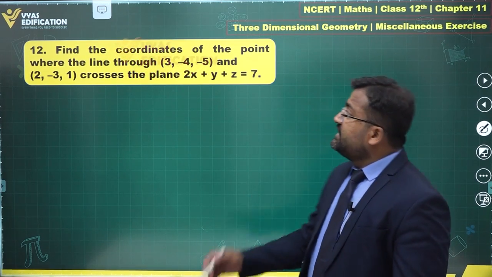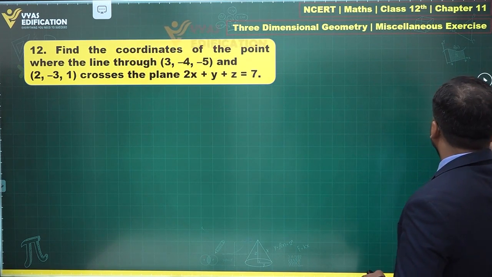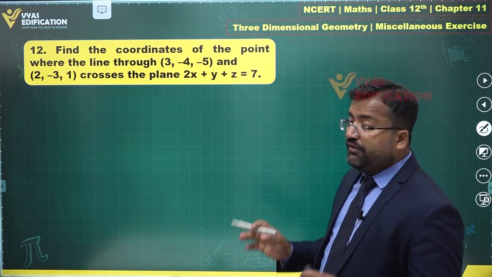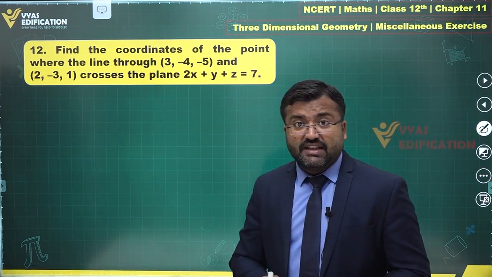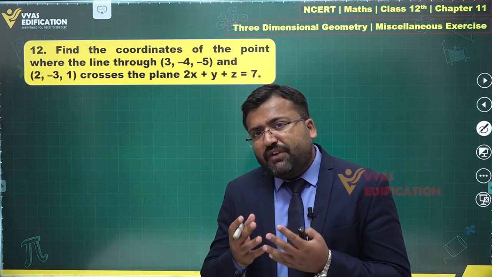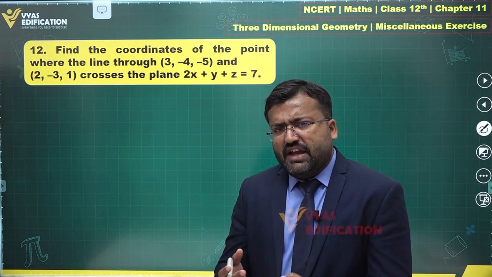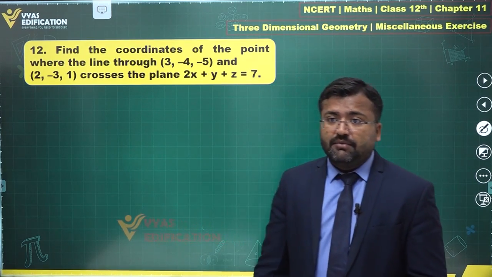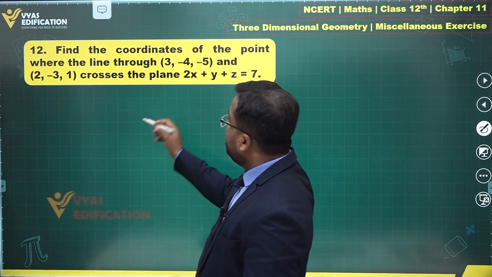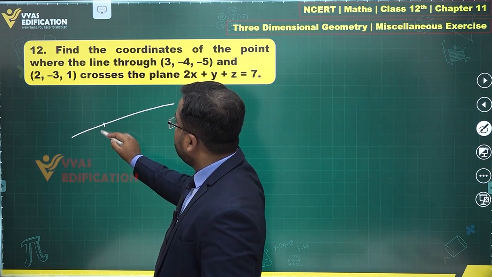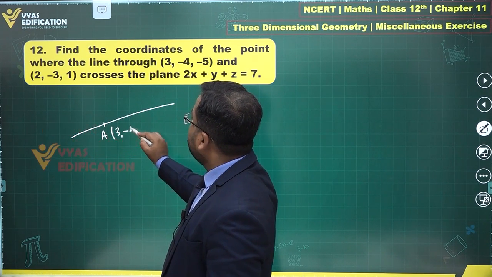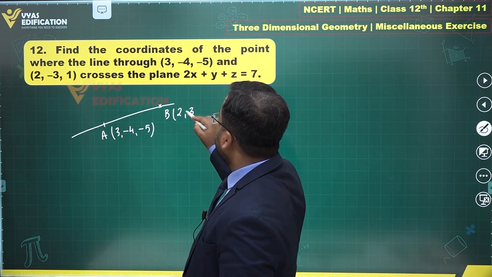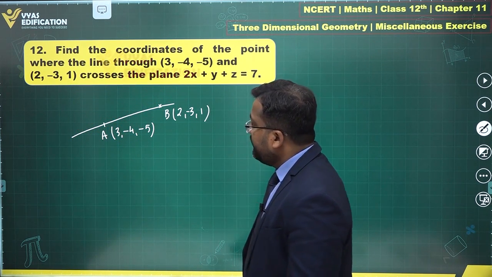Question number 12 says, find the coordinates of the point where the line through these two points crosses the given plane. Okay. So first we'll find the equation of line, then we'll choose any point on that line in terms of lambda and satisfy this plane to get the value of lambda, therefore get the point. So let me write the equation of line. Line is passing through A, 3, minus 4, minus 5, and B, 2, 3, minus 3, 1. This is what you have, right?